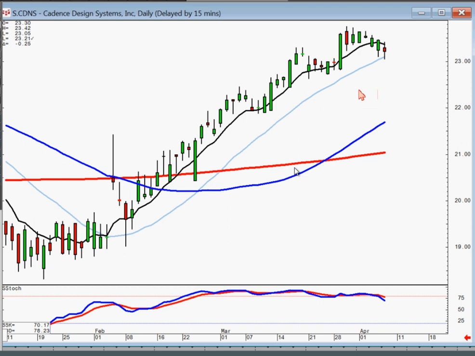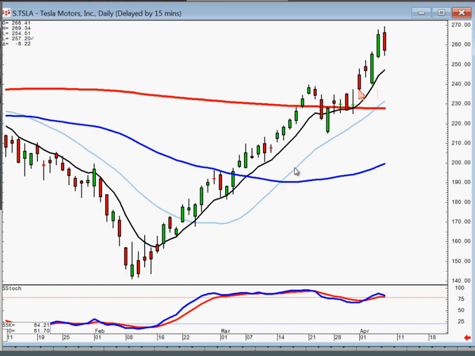No. What's the definition of a dark cloud? Well, dark cloud has to open above any of the trading of the previous day, which it didn't do. This is just a down day.